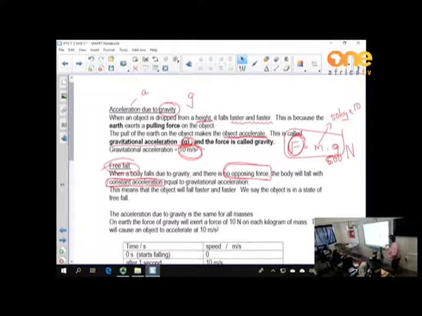Now, here on Earth, is that ever truly possible? No, because there is air friction. But if the object is small enough and the surface is smooth enough, over a short distance, we can accept that the influence of the friction is negligible. We ignore it. So, when I refer to the term free fall, then you are falling due to gravity. Any opposing forces? No. So, you will go faster and faster and faster.